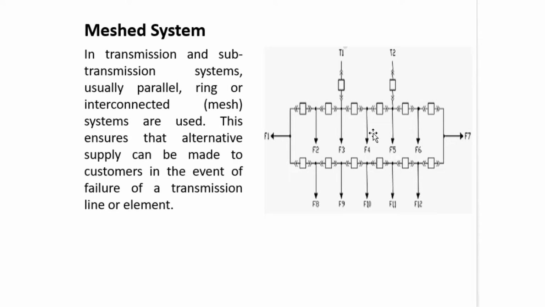You can see it in the figure, and this ensures that an alternative supply can be made to customers in the event of the failure of a transmission line or element. So only in outer rural areas would one consider only the radial supply at a sub-transmission level. On the other hand, simple radial supply is almost universally used for the low voltage feeders, even in urban areas, because they supply relatively few customers.